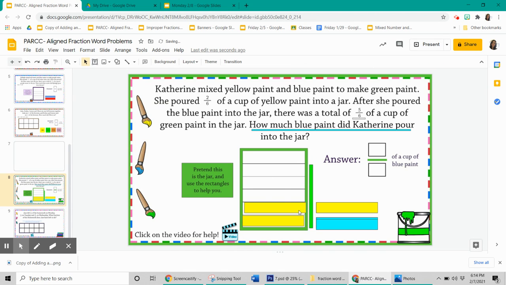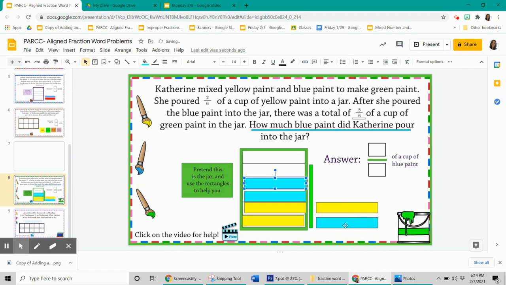So how many did she put in? How many sixths of a cup of blue paint did she put in to get there? 1, 2, 3. Because at the end she ended up with 5/6, and then it all mixed together and turned green. But that's okay. You don't need to turn it green. We just want to be able to see, she started with yellow, she put in enough blue to get up to 5/6.